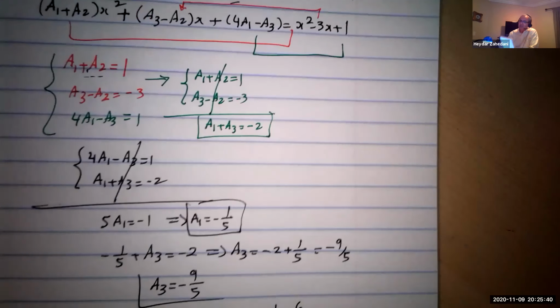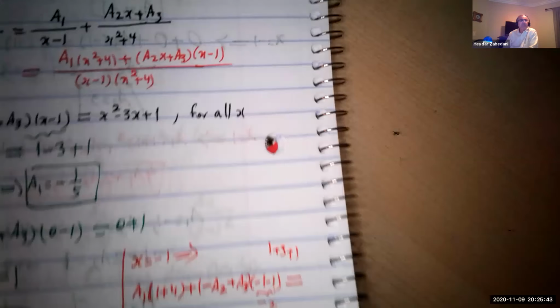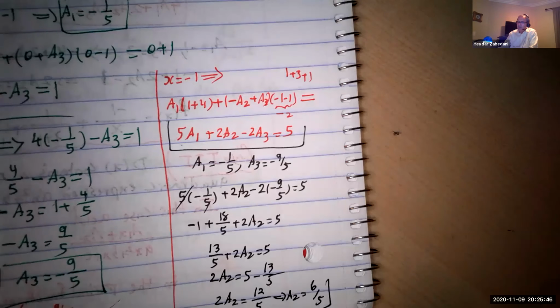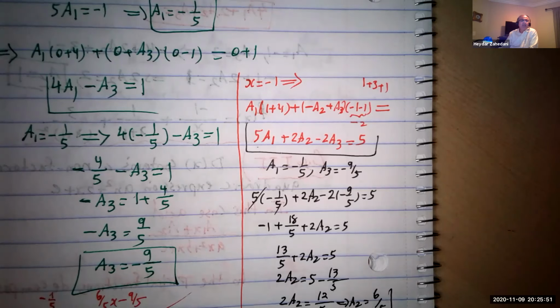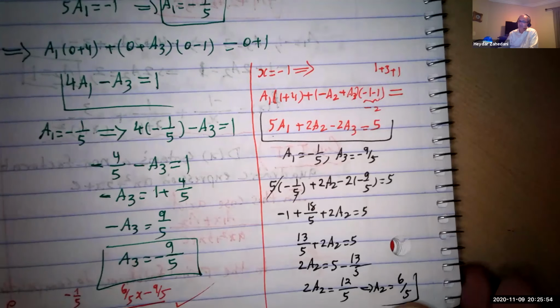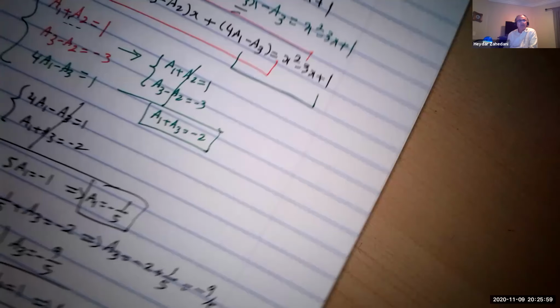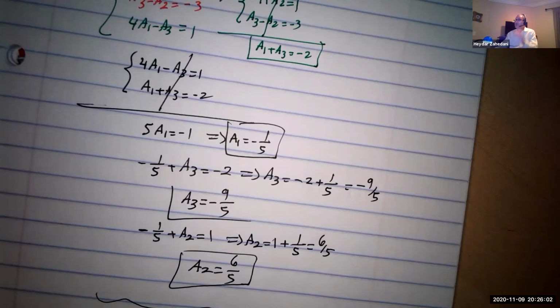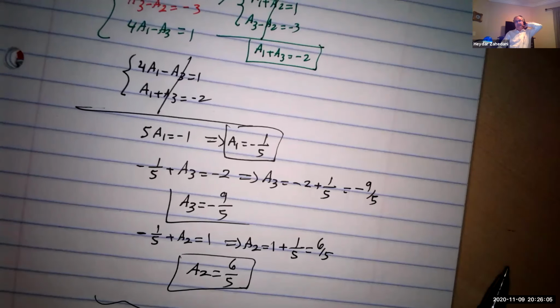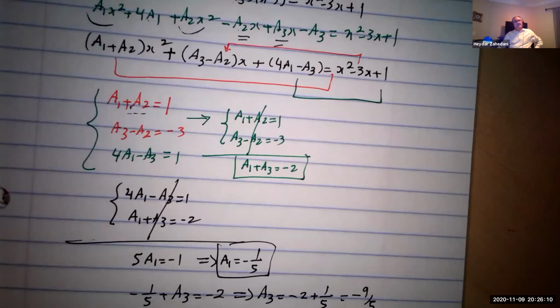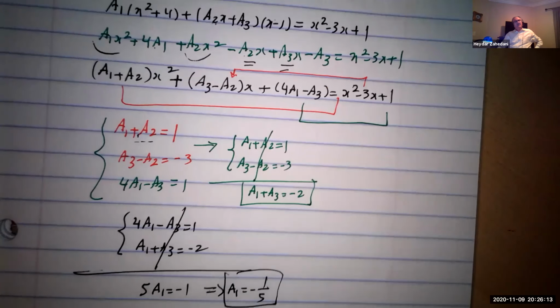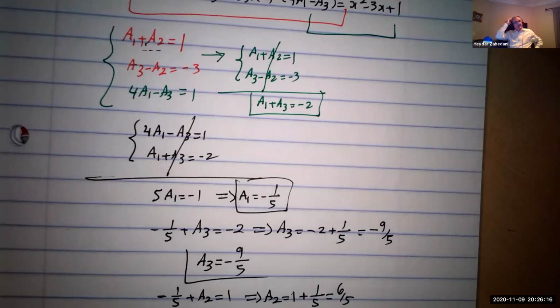But the other method is simplifying, easier. So that gives you the same number. You get the negative 1 fifth, this is 1 fifth and the 6 fifth. Okay, just pick the one that you like. So this is the partial fractions when you have one quadratic expression to get these numbers.